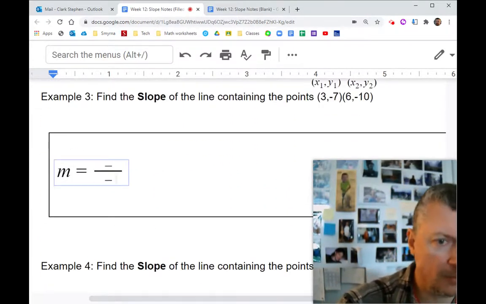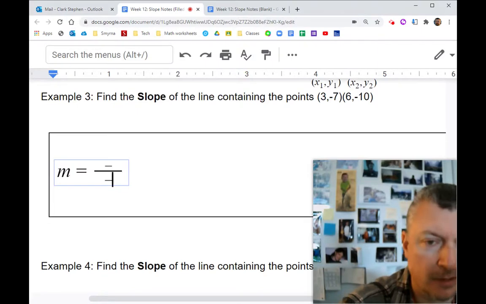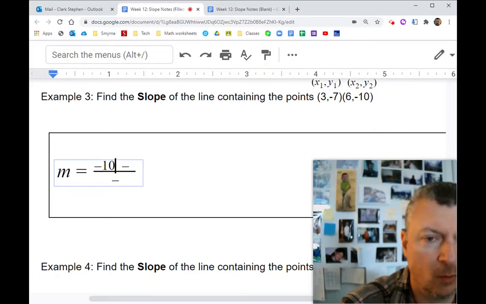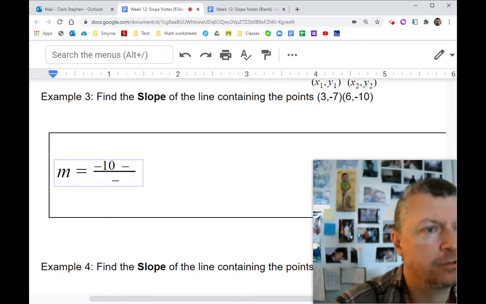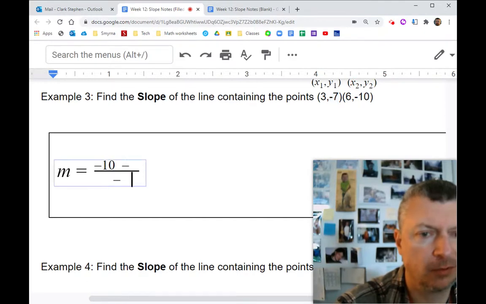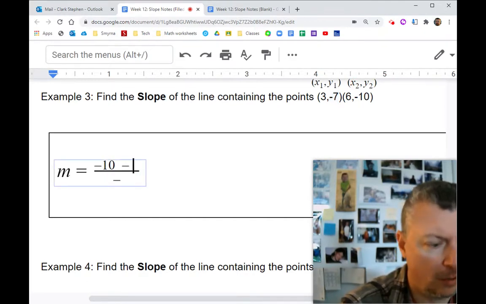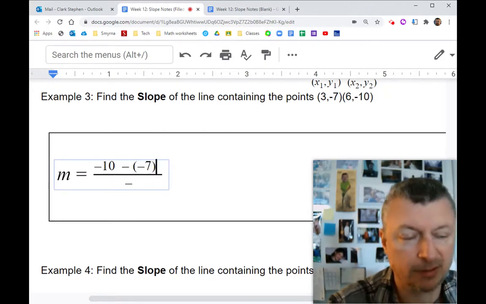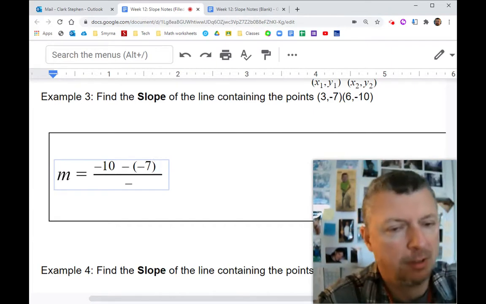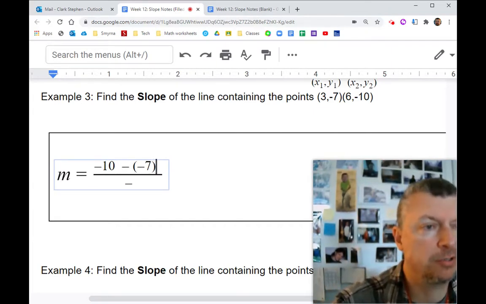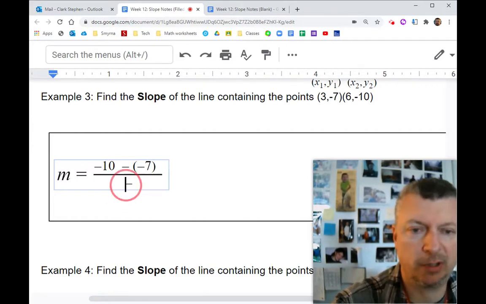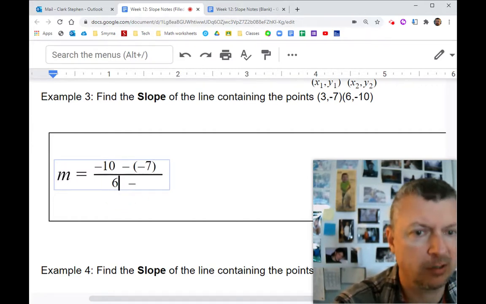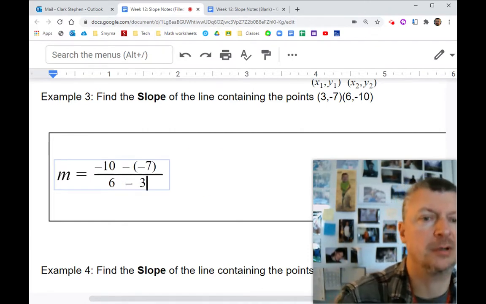Okay. So y2 is negative 10. So that's the first thing on top there. Negative 10, y2 minus y1. And it shows y1 up here as negative 7. So it's negative 10 minus negative 7. Now make sure you put this in parentheses. That's minus negative. On the bottom, x2 is 6. x1 is 3. So 6 minus 3.